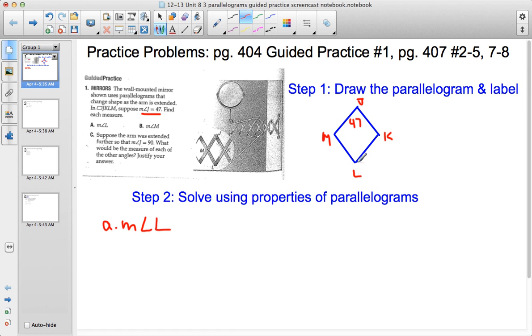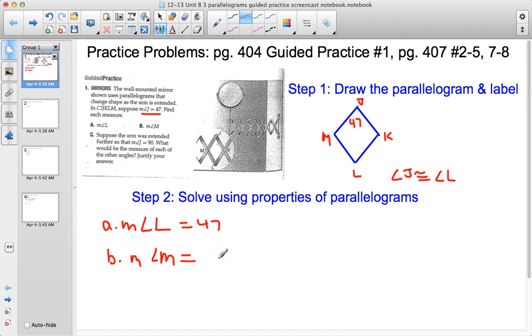This is angle L right here. And what we know from our properties of parallelograms is that opposite angles are congruent. So that means that angle J is congruent to angle L. And if those two angles are congruent, then the measure of L must be the same as J, so it will be 47. And I want you to write these types of things down as you're working these out. Write out things like angle J is congruent to angle L. That helps you know why you were able to solve it that way, so you don't forget when you look back at your notes.